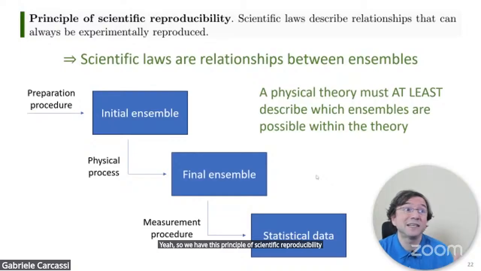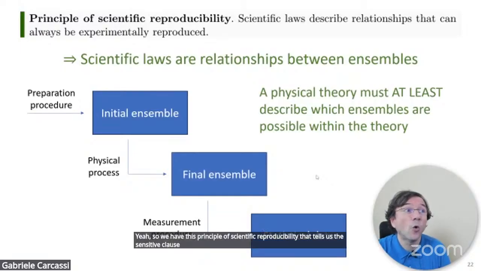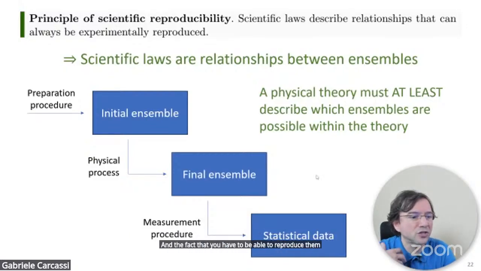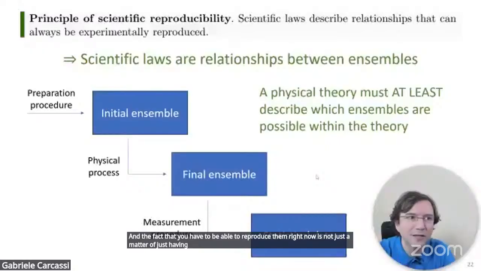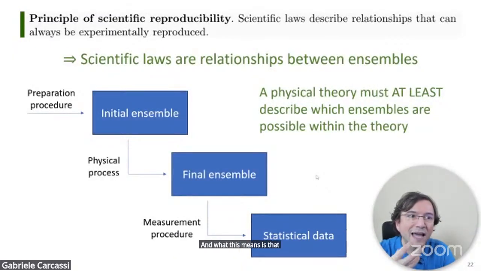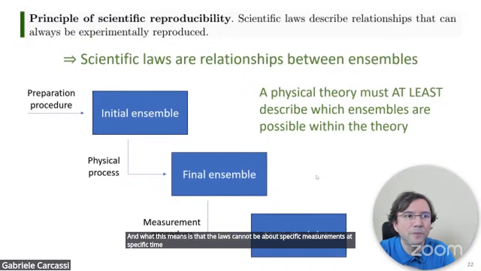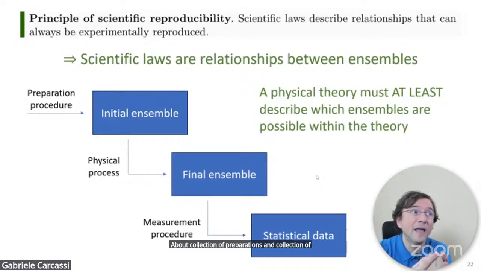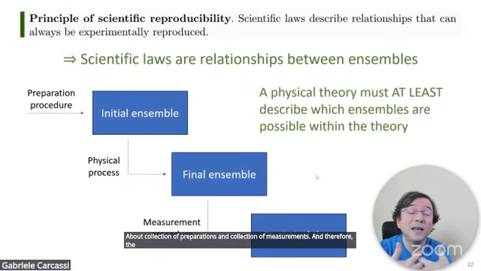reproducibility that tells us the scientific laws describe relationships that can always be experimentally reproduced. And the fact that you have to be able to reproduce them is not just a matter of having one verifiable statement verified once, sometimes. No, it's the fact that you have to create it experimentally over and over. And what this means is that the laws cannot be about a specific measurement at a specific time. They have to be about collections of preparations and collections of measurements. And therefore, the scientific laws are really relationships between ensembles.